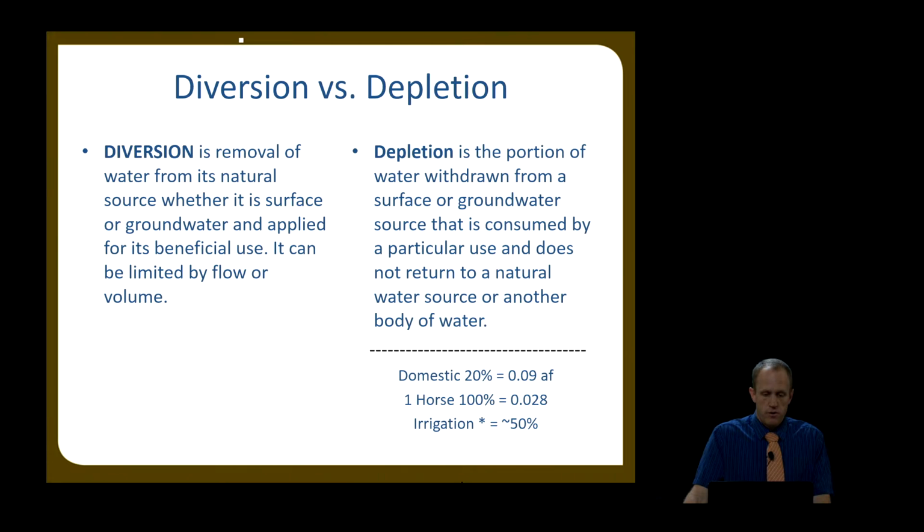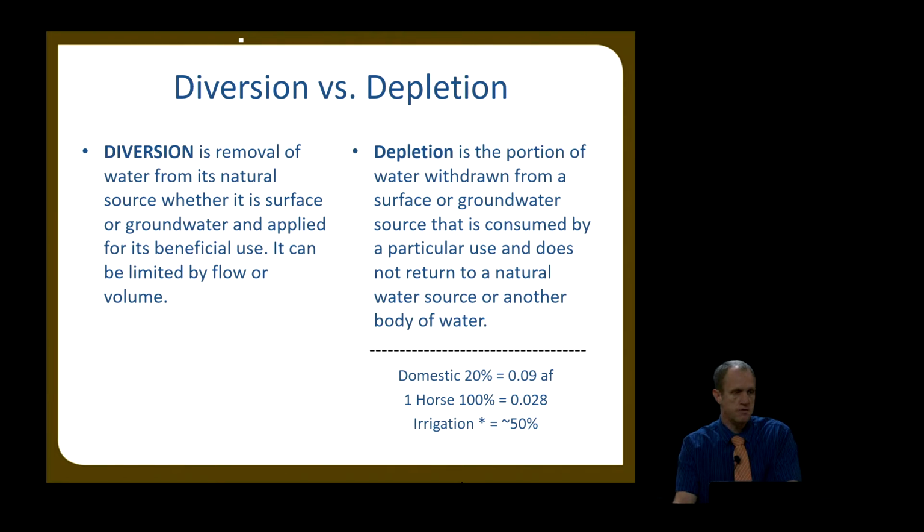Some of the other D's of water rights, I alluded to the D being duty, where we also have diversion and depletion. Diversion is the amount of water that you have a right to divert away from your natural source, whether it's groundwater or surface water, to be applied for the beneficial use. And it can be limited by flow or volume, as discussed. Depletion is the portion of water withdrawn from a surface or groundwater source that is consumed by a particular use and does not return to the natural water source or another body of water. So if you have a domestic use, you see it says 20% there, so it's equal to 0.09 acre feet. That's 20% of 0.45 acre feet, okay?